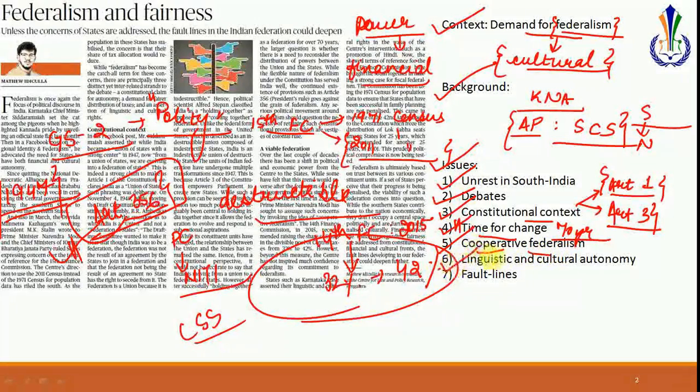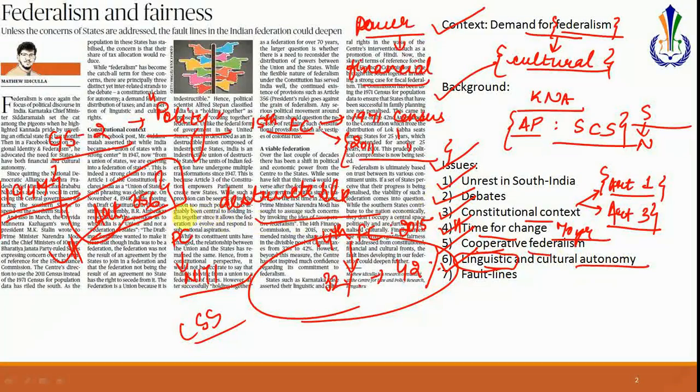Another issue here is with regards to the linguistic and the cultural autonomy. Now here what is important is that you need to understand that the states in India were not formed on the basis of administrative convenience. Rather, they have been formed on the basis of linguistics only. So when states are formed based on linguistics and culture, then in that context, this demand for autonomy is something that is going to increase. And also this is somehow related to democracy.